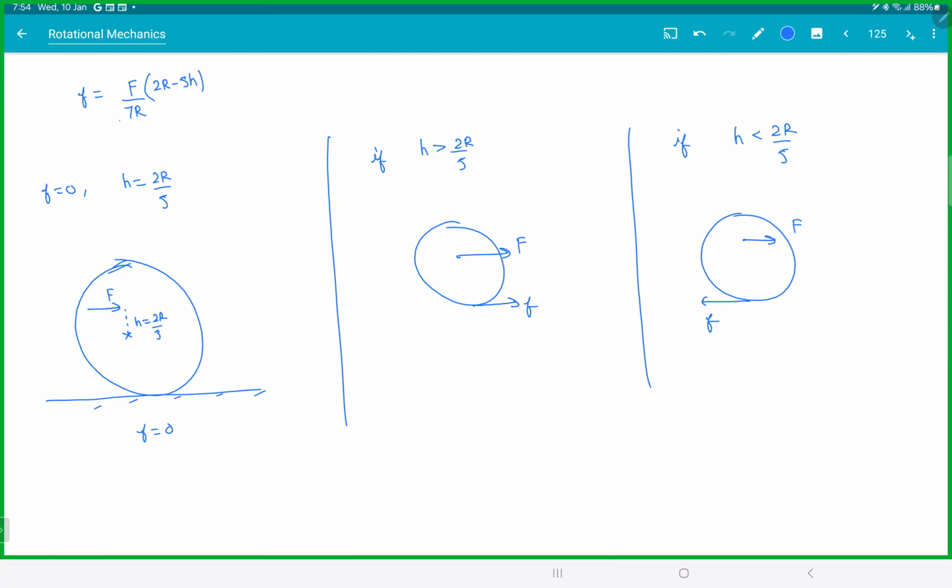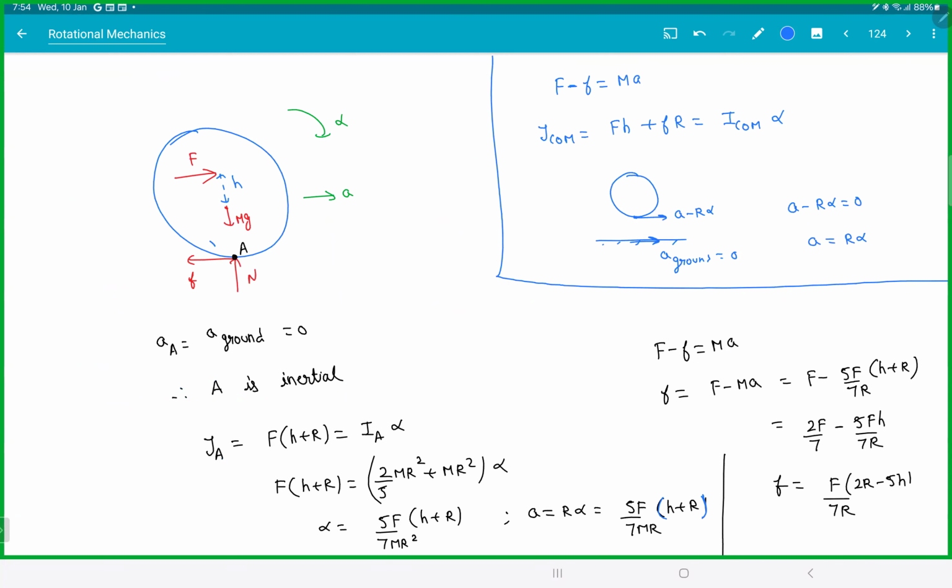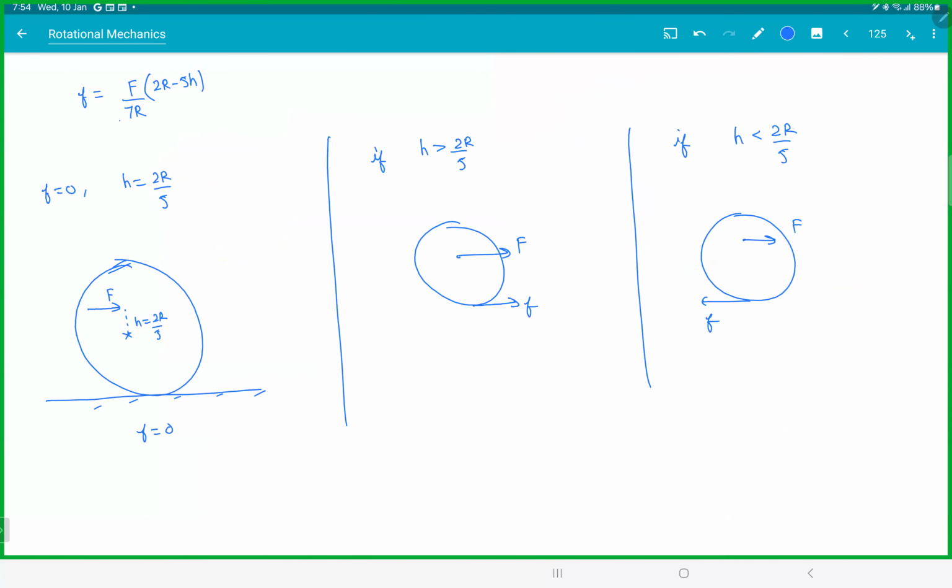So you can play around like this also. The direction of friction will change depending on what height you are. Here I assumed F is backward, right? So F should be forward here. The simple logic: the higher you go, you are producing more alpha than acceleration, so the bottommost point is going backward. The friction will try to oppose that. So in this case, the sphere can roll even on a smooth surface. You don't need any friction to roll.